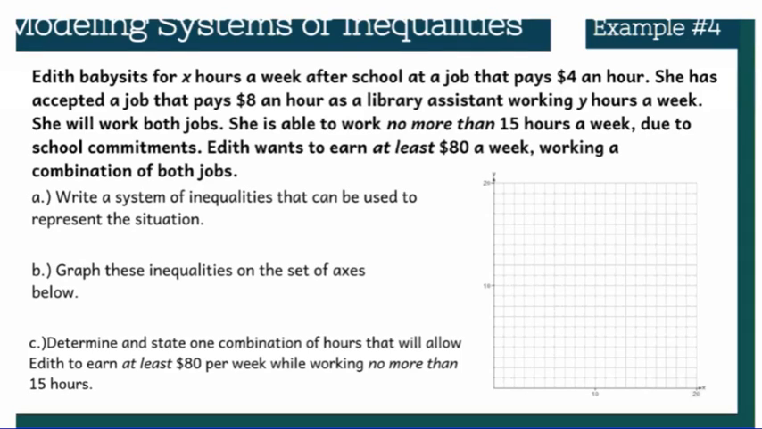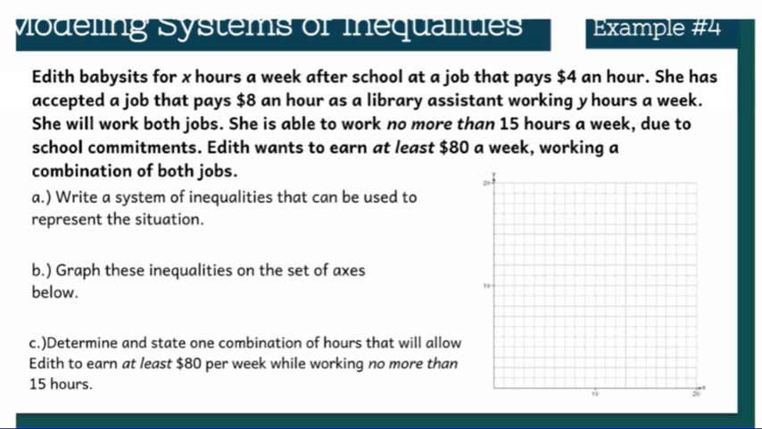Example 4. Edith babysits for X hours a week after school at a job that pays $4 an hour. She has accepted a job that pays $8 an hour as a library assistant, working Y hours a week. She will work both jobs. She is able to work no more than 15 hours a week due to school commitments. Edith wants to earn at least $80 a week working a combination of both jobs.